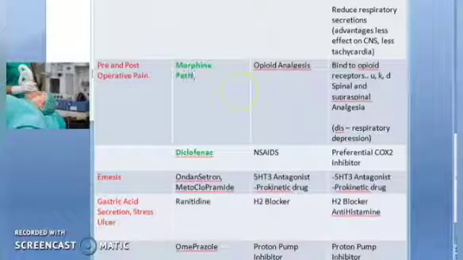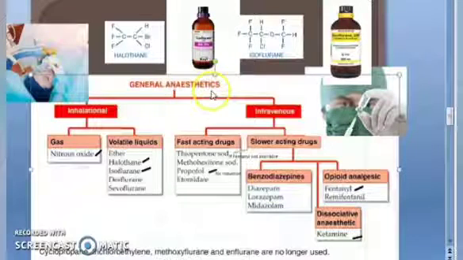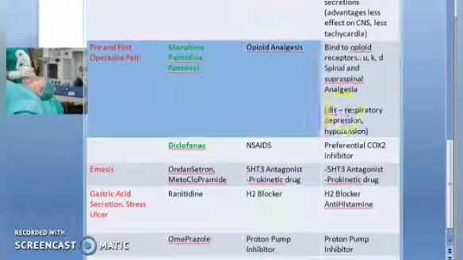What are the other options? Pethidine, fentanyl. Okay. If you remember, in the general anesthetics classification, inhalational, intravenous, we have seen in slow acting intravenous, we have seen opioid analgesic fentanyl. Interesting, right? Fentanyl they are saying is also a general anesthetic. So anyways, we are here.